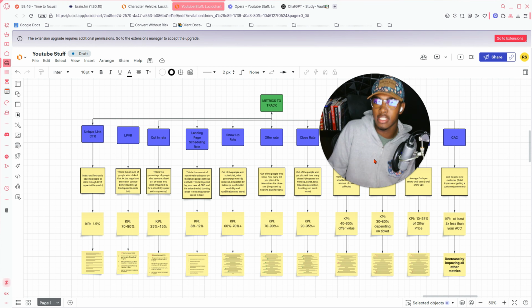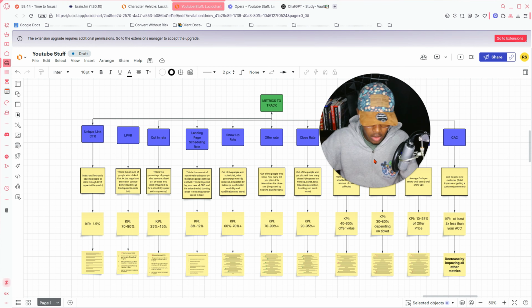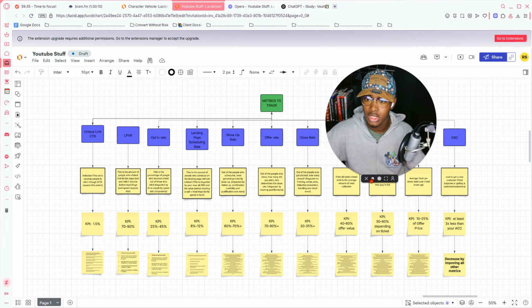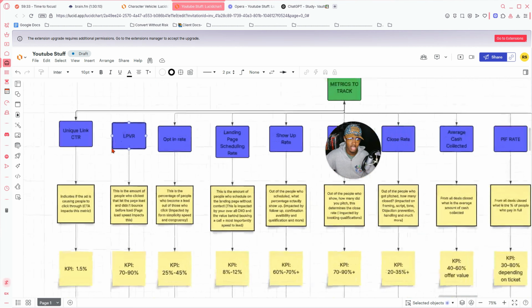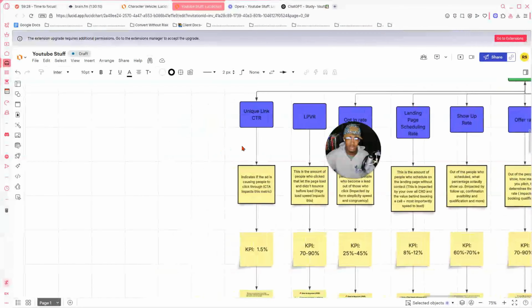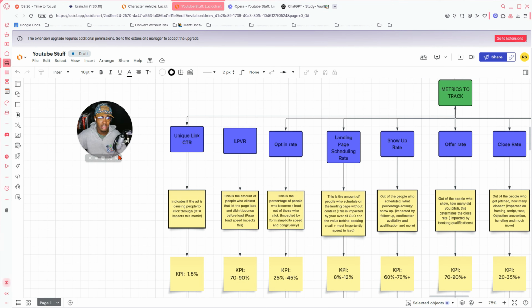If you're not tracking these metrics in your book a call funnel, you're losing a ton of money every month and you're doing yourself a huge disservice. So I want to do you a service by teaching you exactly what you need to be tracking. These are very specific metrics that will allow you to scale your book a call funnel. So pay attention. I'm going to be going over a lot of things here.